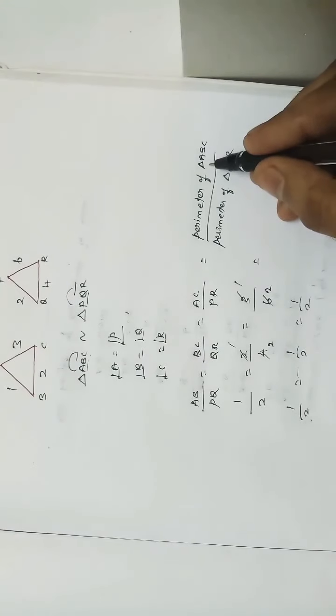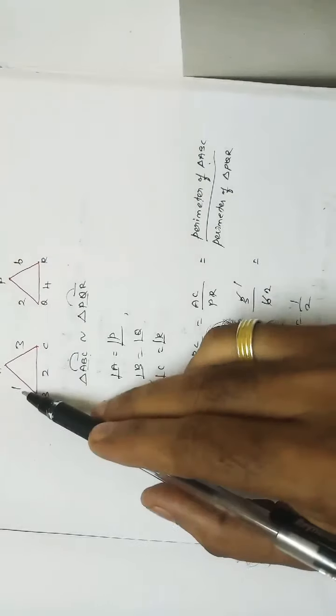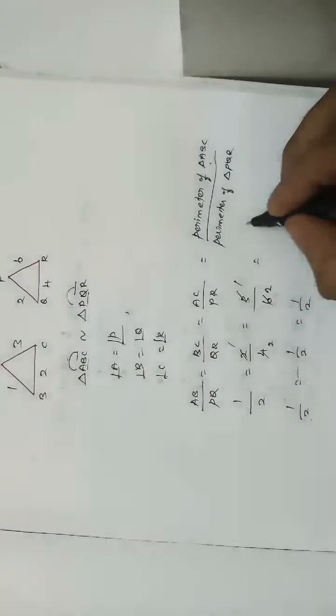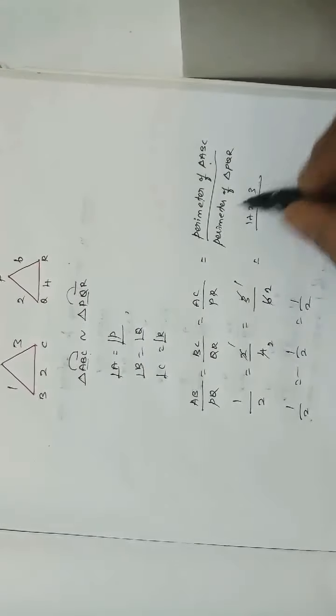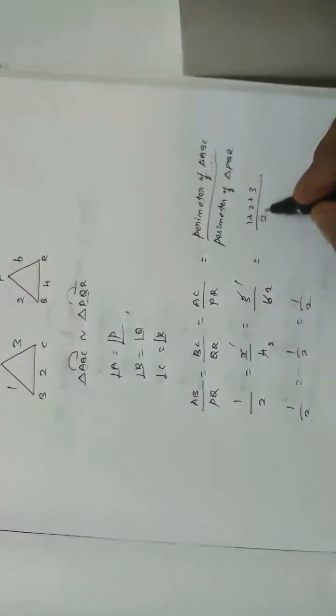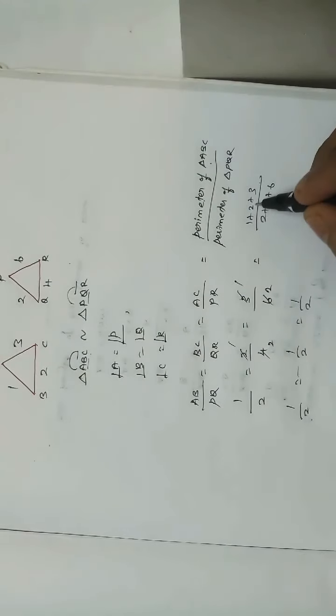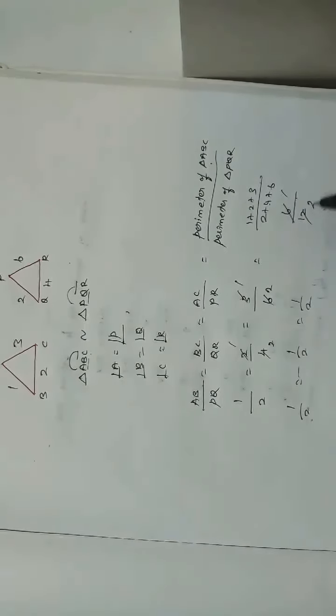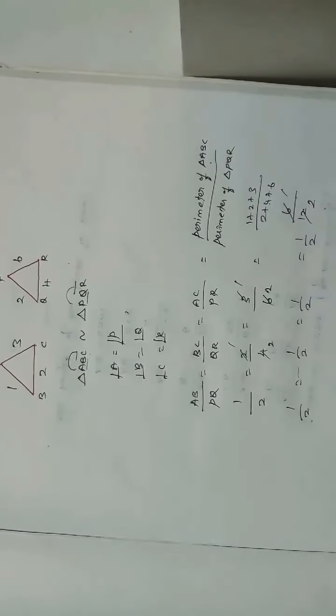Perimeter of triangle ABC is nothing but the sum of the sides of the triangle, right? Sum of all the sides of a triangle. That is 1 plus 2 plus 3, divided by 2 plus 4 plus 6. 1 plus 2 plus 3 is nothing but 6. Divided by 6 plus 4, 10, 10 plus 2, 12. Simplify, 1 times, 2 times. So it is equal to 1 by 2.